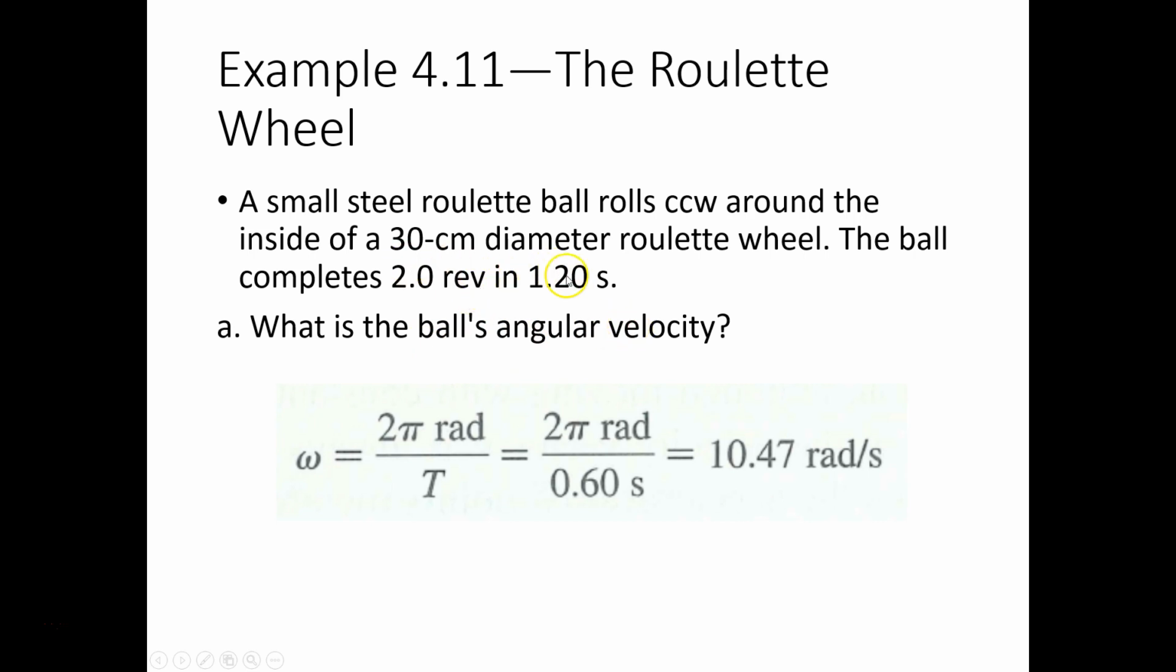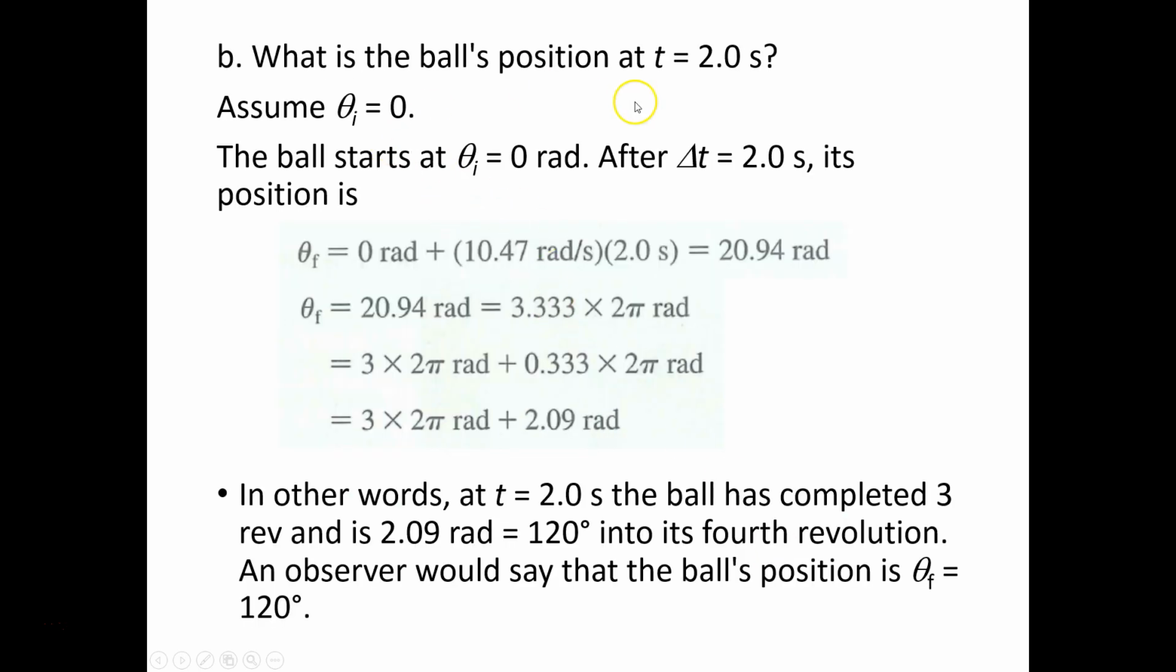If it's 2 revolutions in 1.2 seconds, we know it takes about 0.6 seconds for 1 revolution, so that's our period. And we take 2 pi, 2 pi radians divided by 0.6, and that gives us 10.47 radians per second. That's the angular velocity. They want to know what is the position at 2 seconds.